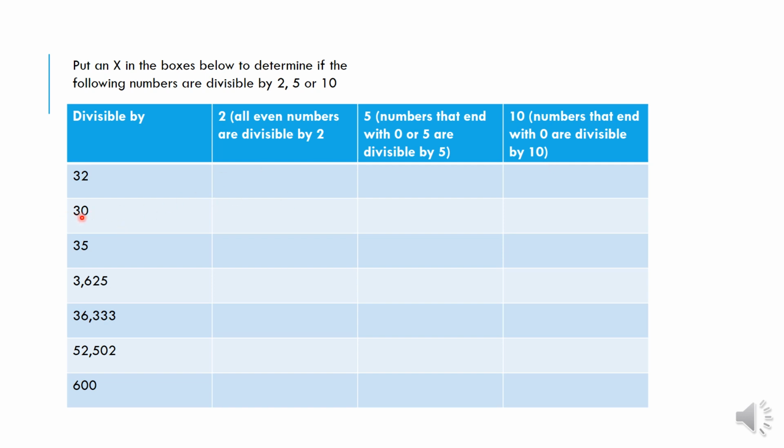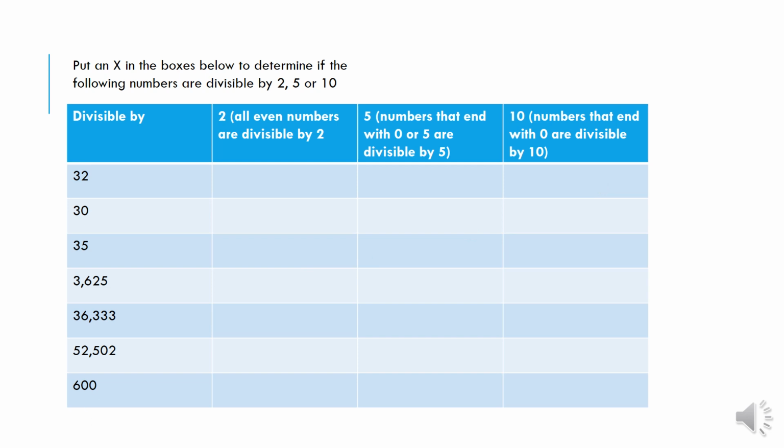The second example, 30. 30 is an even number, so it is divisible by 2. It ends with a 0 or 5, so it's divisible by 5. And it ends with a 0, so it's divisible by 10. So 30 is divisible by 2, 5, and 10.